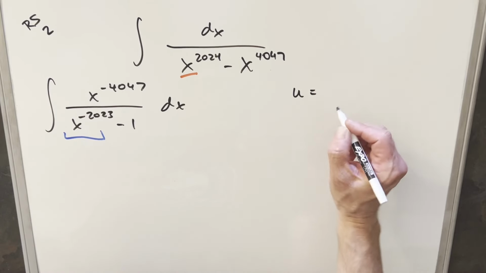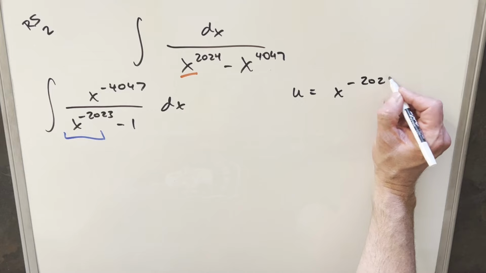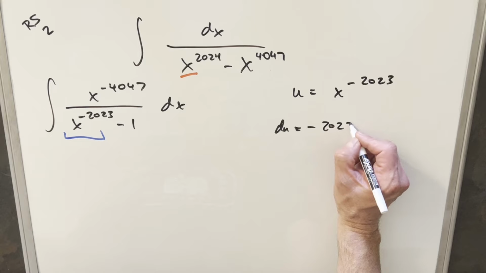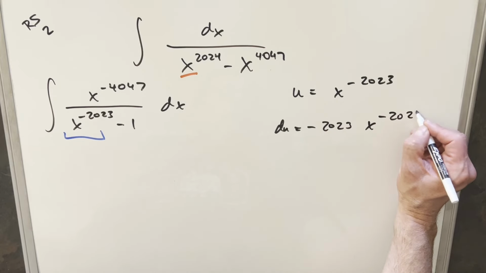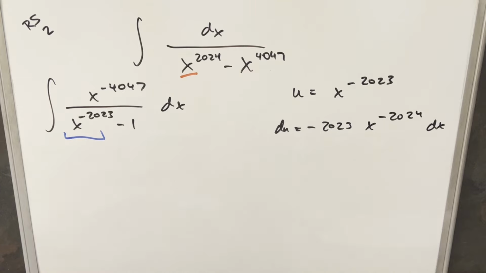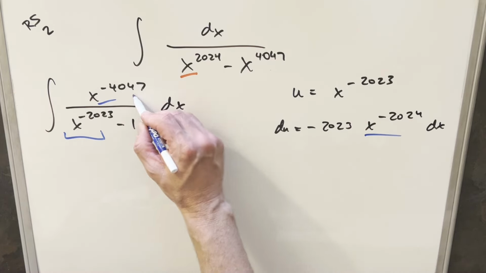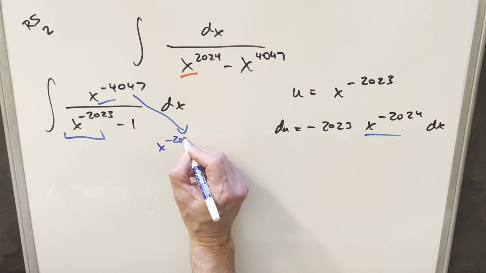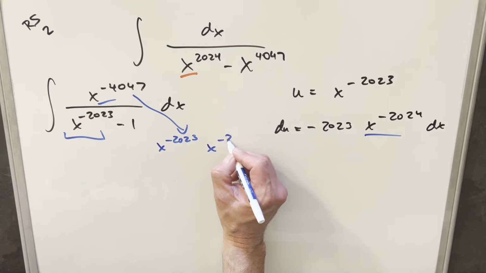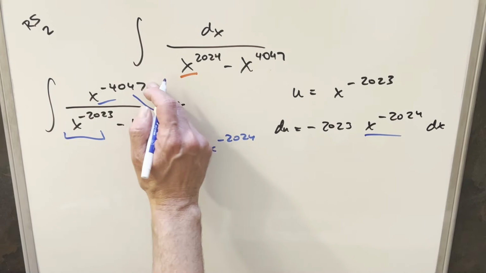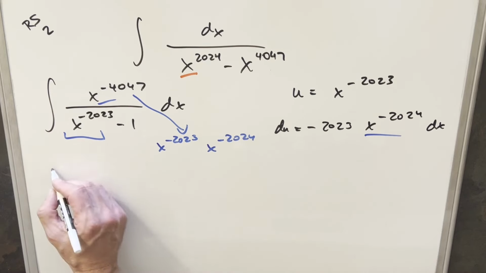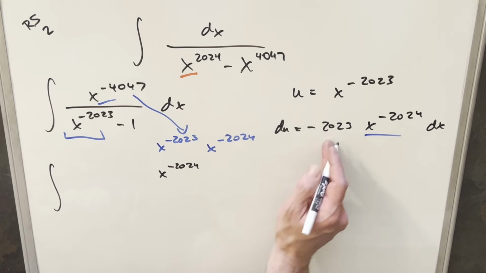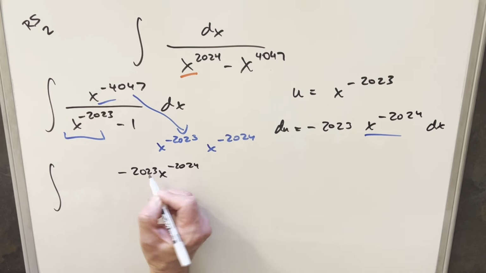So what we'll do, we'll come over here. My U is going to be x to the minus 2023. I'll go ahead and take the derivative. Using the power rule, we get minus 2023 x to the minus 2024 dx. Again, what we have here doesn't match this, but for x to the minus 4047, I can split this up and write it as x to the minus 2023 times x to the minus 2024. As you add those exponents, you get back to x to the minus 4047. So I'll rewrite this to set it up. I'll bring this x to the minus 2024 way over here, and I'll just create this minus 2023.